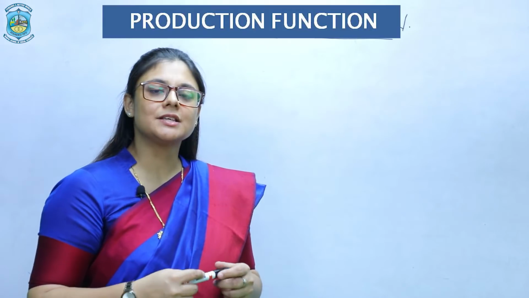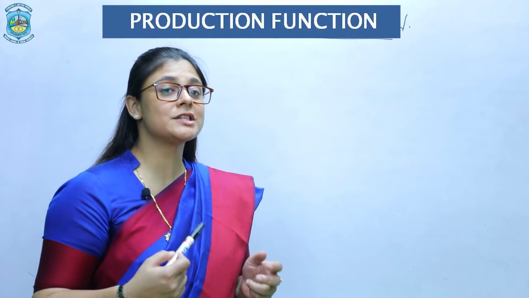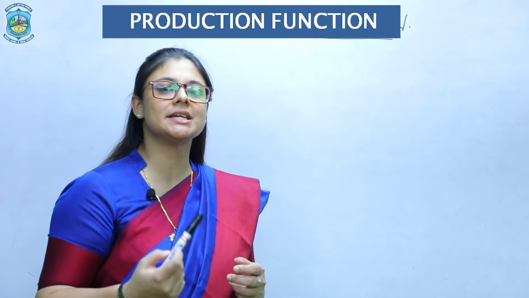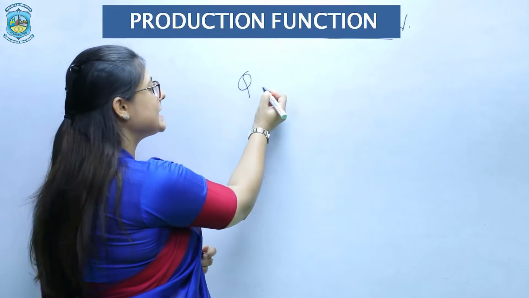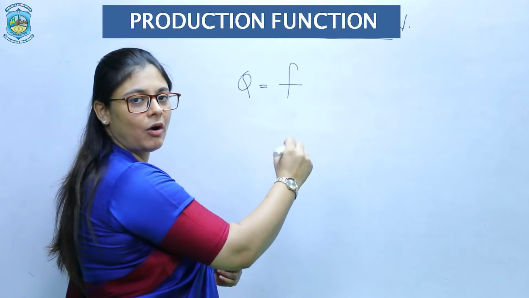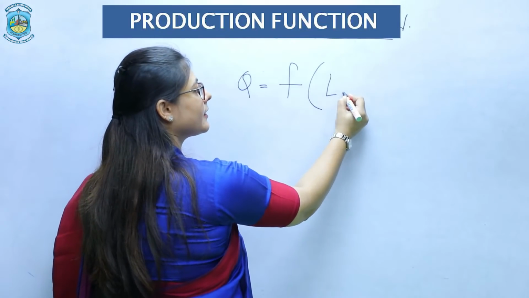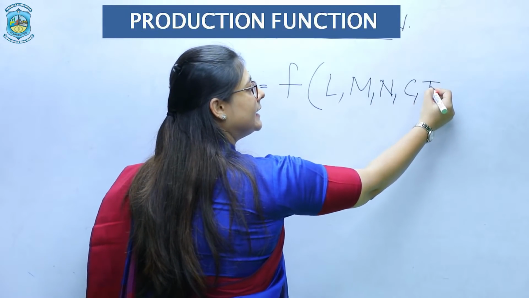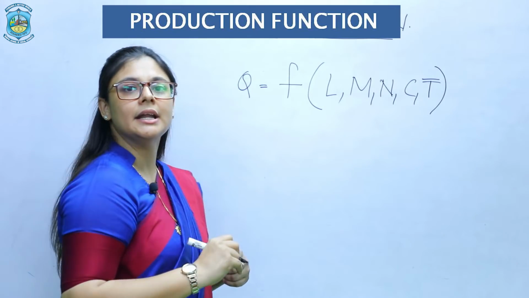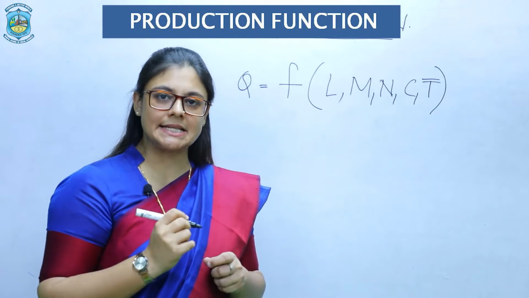As already discussed, production function is the technical relationship between the inputs and the output. It tells us to what extent the stipulated output is going to change if we make any changes in the proportions of inputs to be used. Algebraically, we can express the production function as Q is equal to a function of L, M, N, C and T bar. Now let's understand what all these variables stand for.